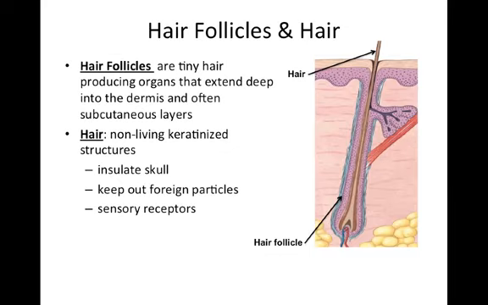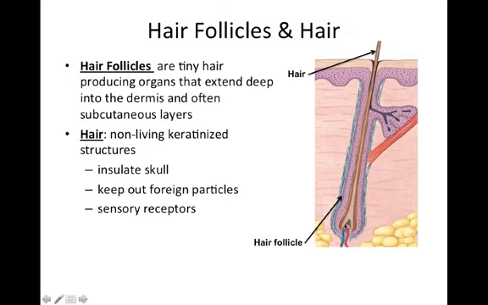Hair follicles are tiny hair-producing organs that extend deep into the dermis and often subcutaneous layers. So you can see here on this diagram, all of this is epidermis, starting with the outermost surface of the skin and down all the way into these purple layers. So the epidermis dips down to produce the hair follicle, and this is then dipping deep down into the dermis layers, which are here in pink. And as soon as you see yellow, this fat tissue marks the subcutaneous or the hypodermis layers.